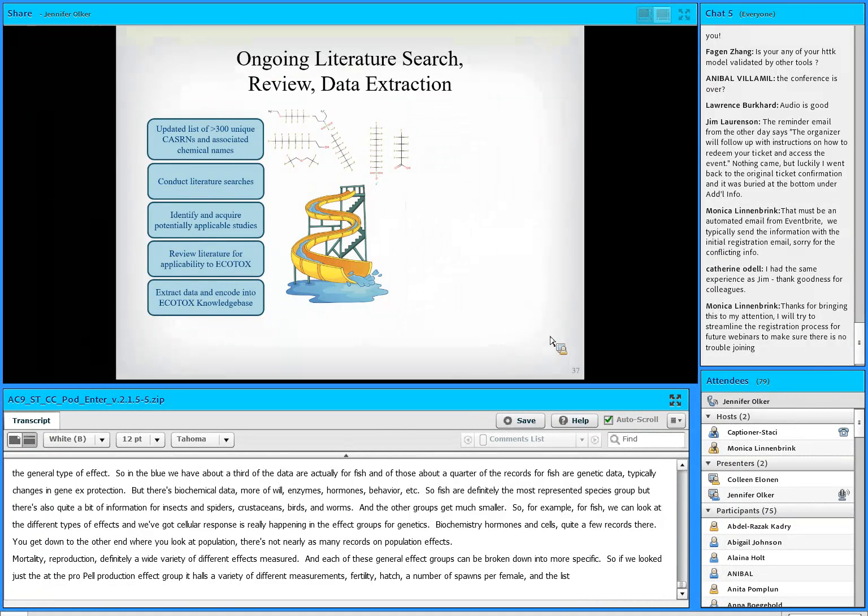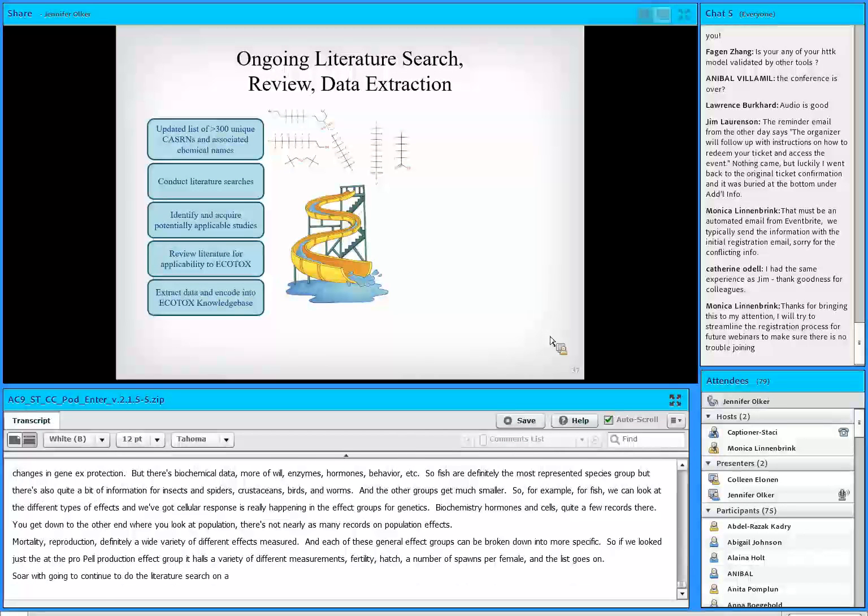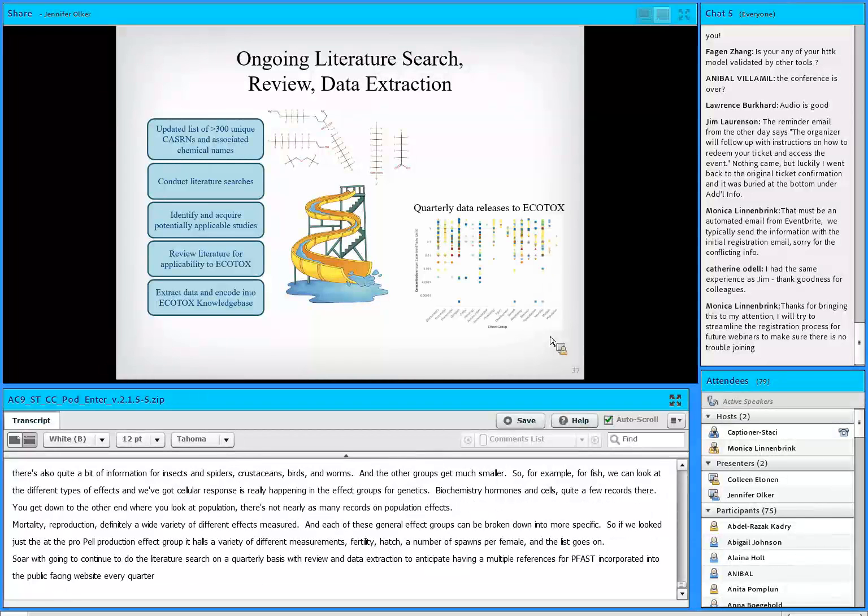So we are going to continue to do this literature search on a quarterly basis with review and data extraction. So we anticipate having multiple references for PFAS incorporated into the public-facing website every quarter for at least the next 2 years.